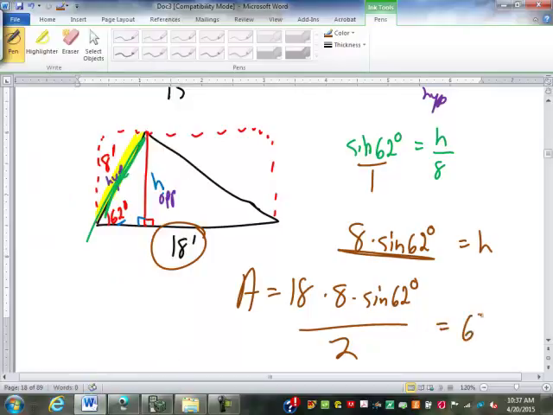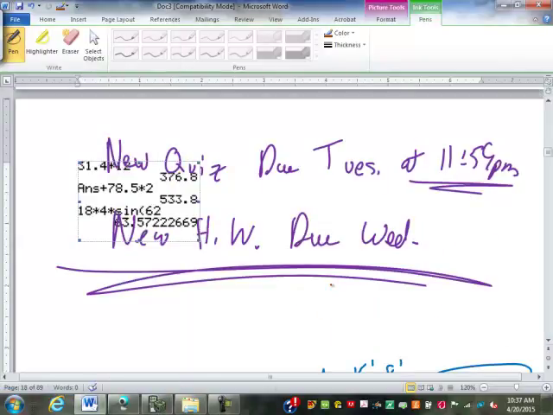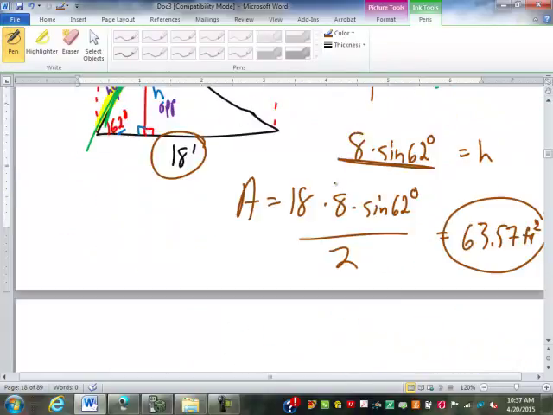63.57, and that is square feet. What's that? I put 4 instead of 8, but then I didn't divide by 2. I was just being lazy on how many buttons I had to hit. Oops. Scroll back up by accident. There we go.